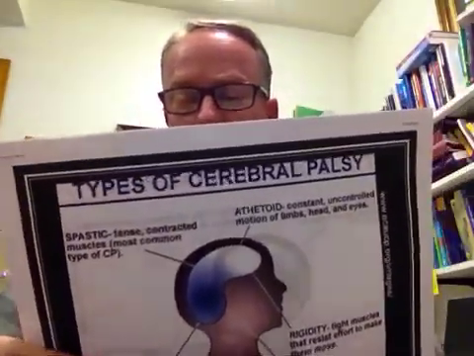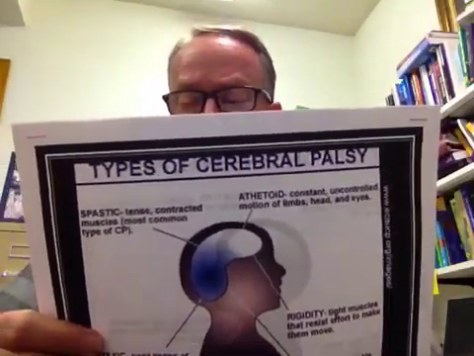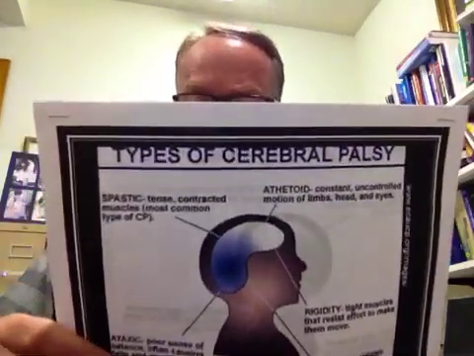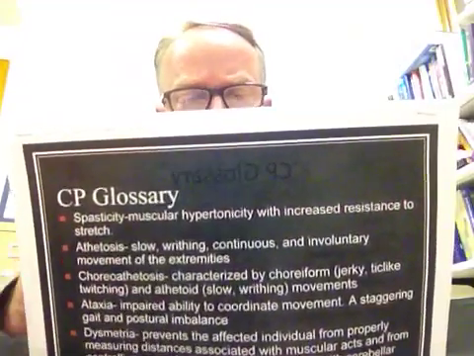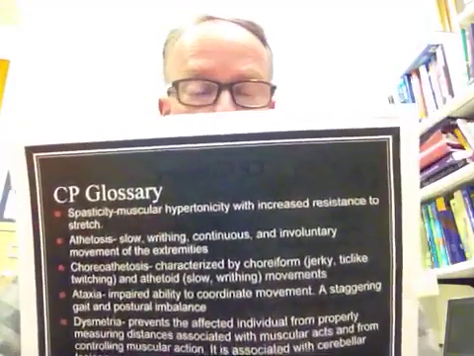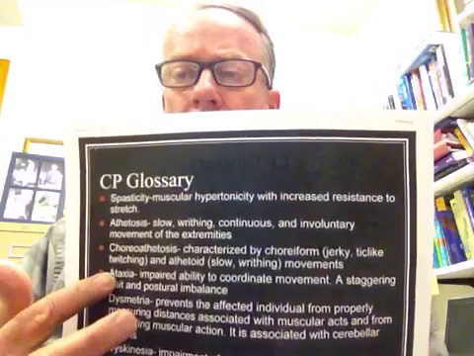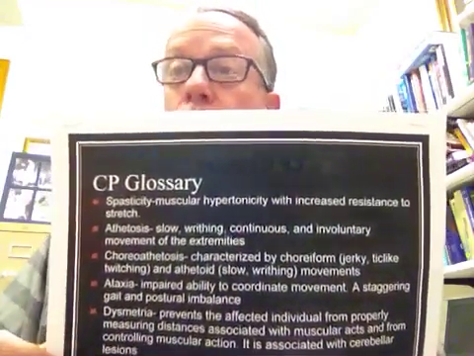And then certainly rigidity takes effort to overcome the tightness of the muscles. And then tremor, interfering with function. I've provided a glossary of terms for you: spasticity, athetosis, and choreoathetosis, which would be a combination of the two. Ataxia we've come across previously in our studies, and that is impaired ability to coordinate movement.